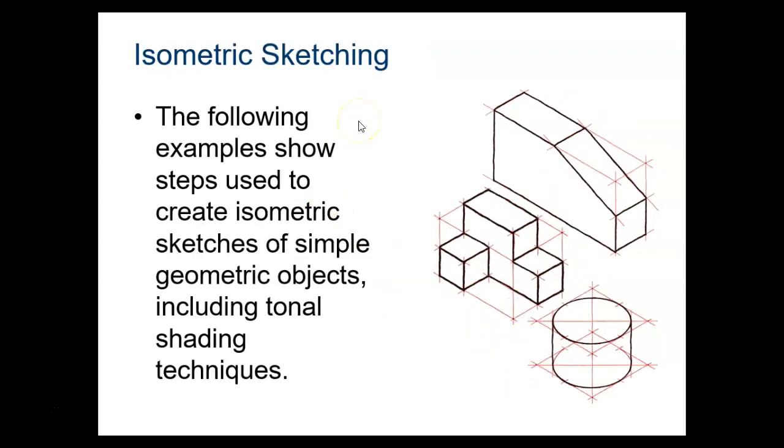The following examples show steps used to create isometric sketches of simple geometric objects, including tonal shading techniques. So watch carefully and learn how to draw an isometric sketch. Example 1.